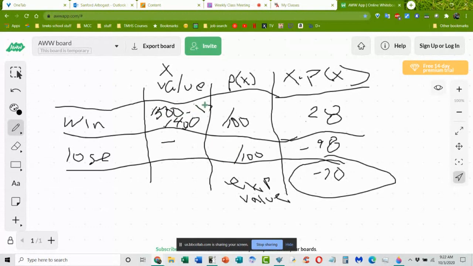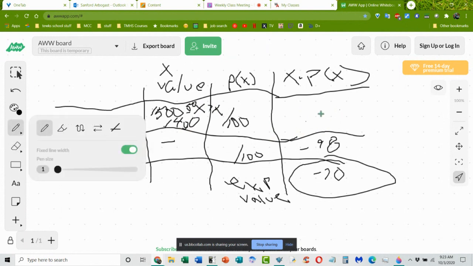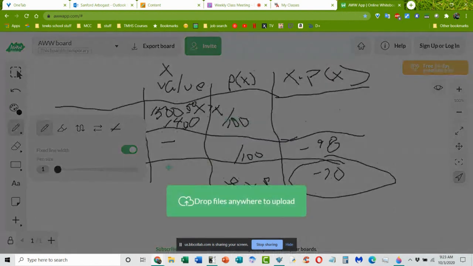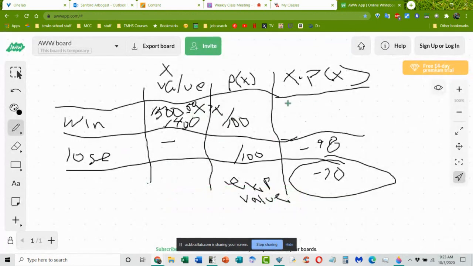So this is really 50x, because that's how much they were. And this is just x. And when I multiplied them, I got 1500 minus 50x times x over 100, where x is just the number of tickets that you buy, right?